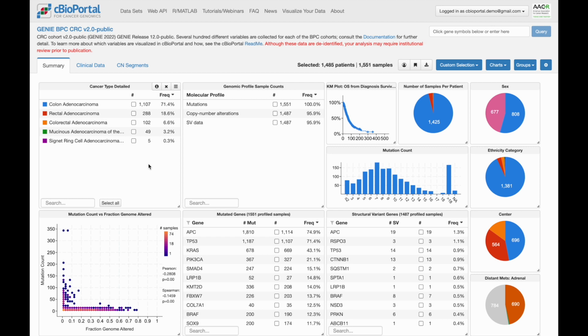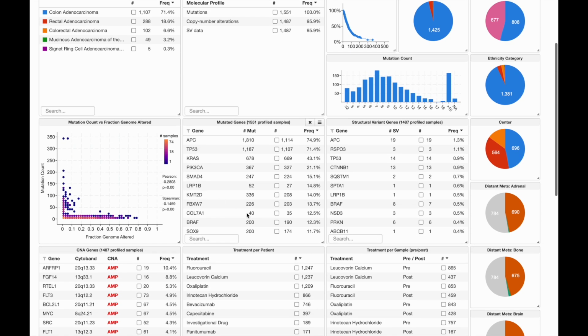This is giving us the breakdown of the specific type of cancer. So 71% of this cohort is colon adenocarcinoma, 18% is rectal, and smaller percentages of these others. Next, we have this summary of the genomic data that's available. So all of the samples in the cohort have mutations, and most of them have copy number alterations and structural variants called as well. That genomic data is then summarized below.